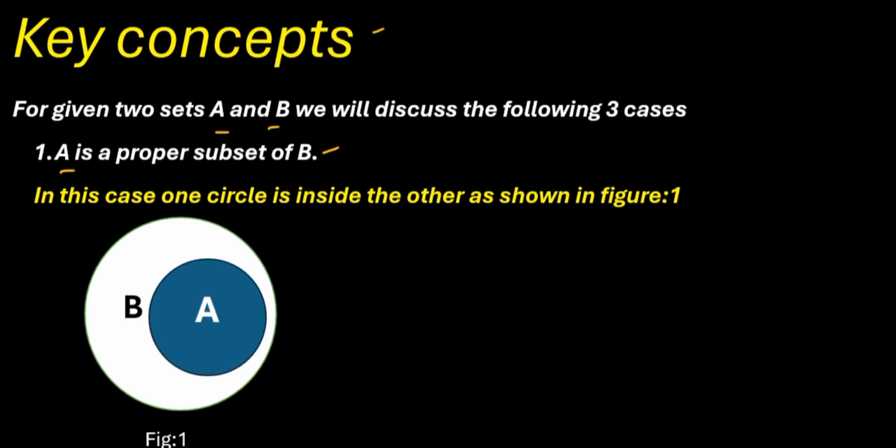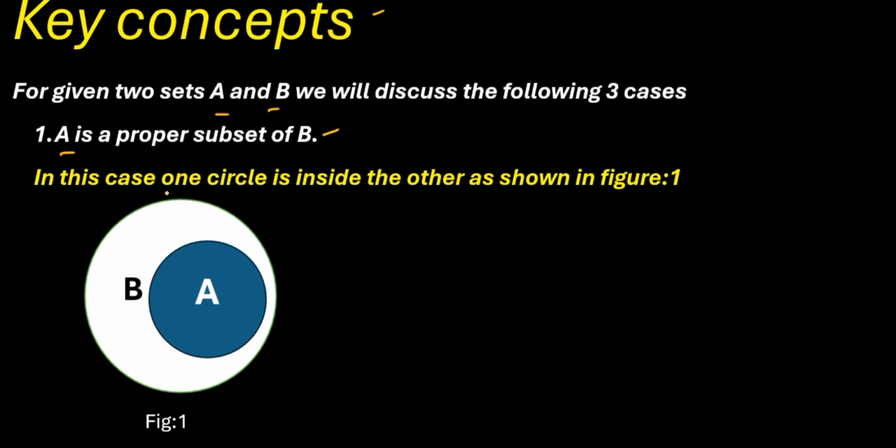In this case, one circle is inside the other as shown in figure 1. Suppose you have two sets A and B and one is a proper subset of the other. Then your Venn diagram is shown as this. The proper subset A will be inside the other set B.